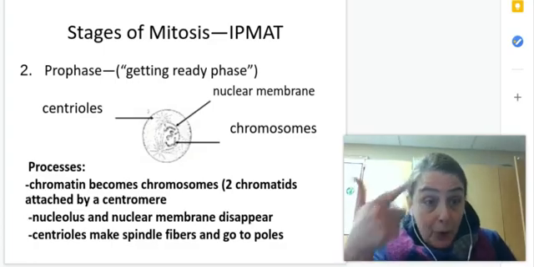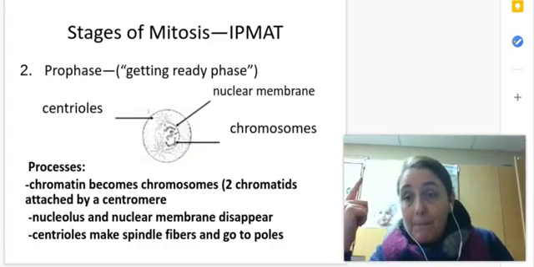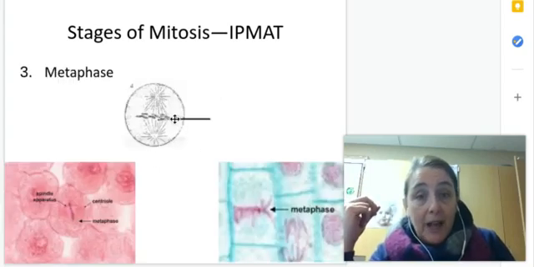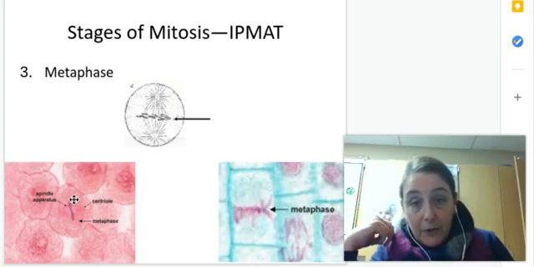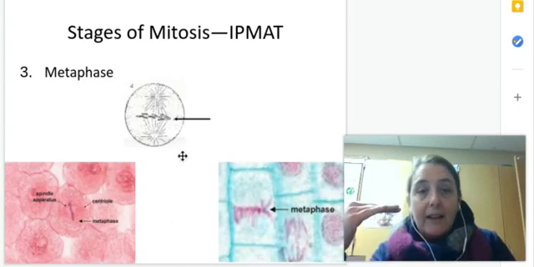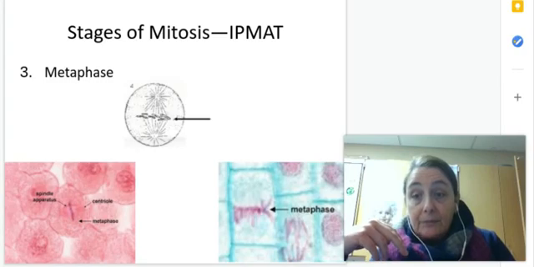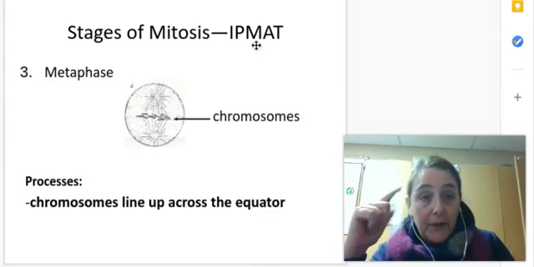That's prophase. So we now have interphase, prophase. So now we're going to move on to M, metaphase. Metaphase is pretty straightforward. The chromosomes line up across the middle. When you look in an actual cell, it's really easy to see. We've got the chromosomes lined up across the middle, and that makes it easier to divide them up. So now we have interphase, prophase, metaphase.